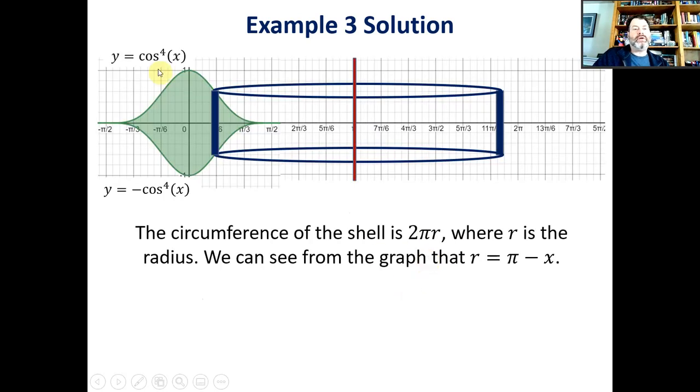So draw the graph, right? Here's cosine to the 4th x as the top function. Negative cosine to the 4th x is the bottom function. Our typical rectangle is vertical because it's top minus bottom. And we're rotating around the line x equals pi. So we're taking this teardrop kind of shape, whatever you call it, UFO shape. We're going to just rotate the whole thing around.